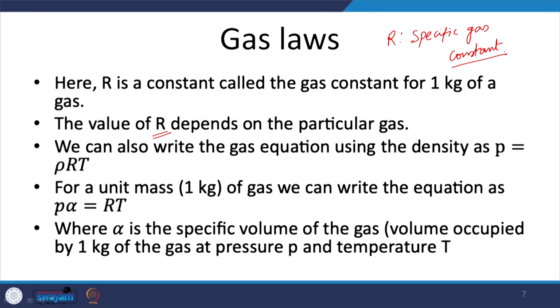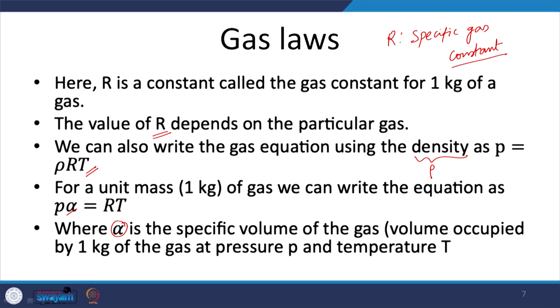So, we can also write the gas equation using the density rho, as P = rho RT. So, I have gotten rid of the mass term. Now, I have written in terms of density, or for a unit mass, for 1 kg of gas, we can write the equation as P alpha = RT. Now, alpha is the specific volume of the gas, that means the volume occupied by 1 kg of a gas at a particular pressure and at a particular temperature T.